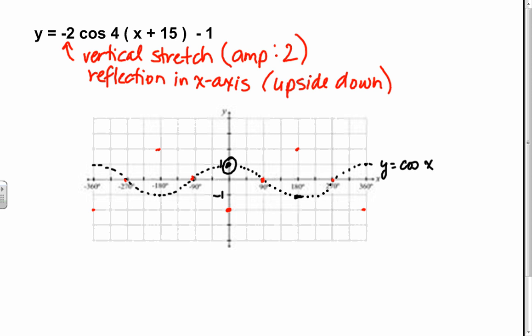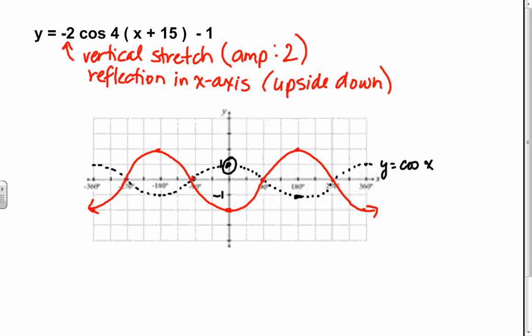So I take those key points and I just see how they've been adjusted and follow along the curve from those key points. There we are, upside down, double the amplitude. My curve would look like that. So that's the first transformation that's gone on.